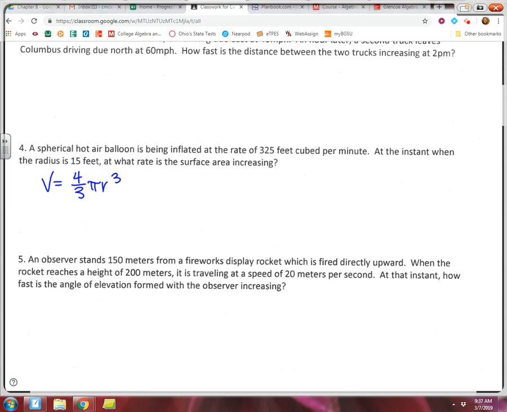Okay, the spherical hot air balloon is being inflated at the rate of 325 feet cubed. Because of this cubed, that tells me it has to be volume. Okay, so I have 325 is dv dt. And it's increasing, so it's positive. Okay, what else do we know?